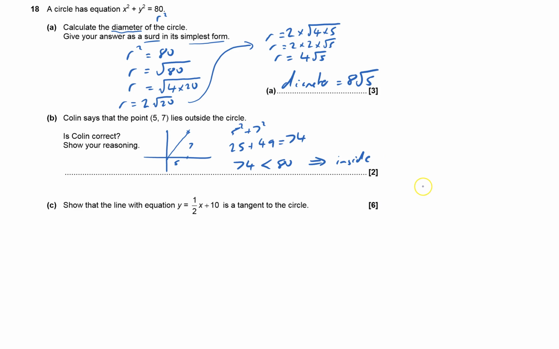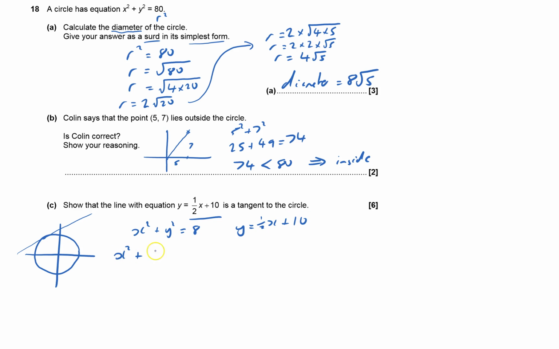For 6 marks, the last bit, show that this is a tangent to the circle. Well, that means I've got my circle like so, and the line y equals a half x plus 10. It's just showing it touches once, and so therefore it will only have one solution. So this is going to be solutions of quadratic equations, so I need to substitute this in. I've got x squared plus y squared equals 80, and I know that y equals a half x plus 10, so I just put it in here.